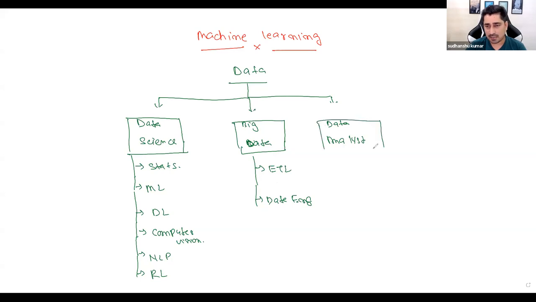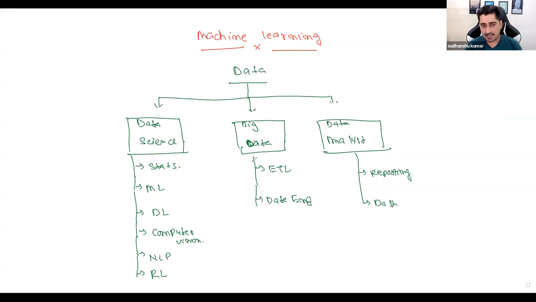If I'm talking about data analytics, then here you will be able to find reporting, or you can say dashboarding. So these are the things you will find inside the data industry. So three segregations we have done, right? Three separations: data science, big data, and data analytics. These are the three major components into which broadly you can divide this complete data industry.